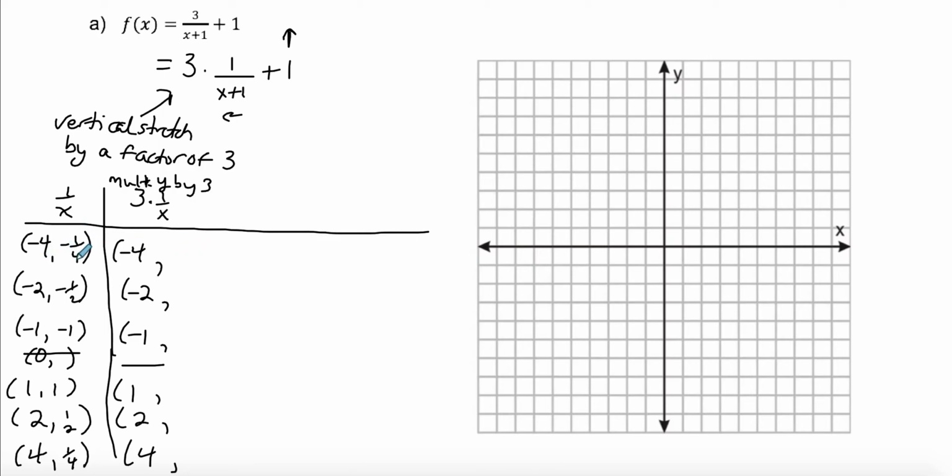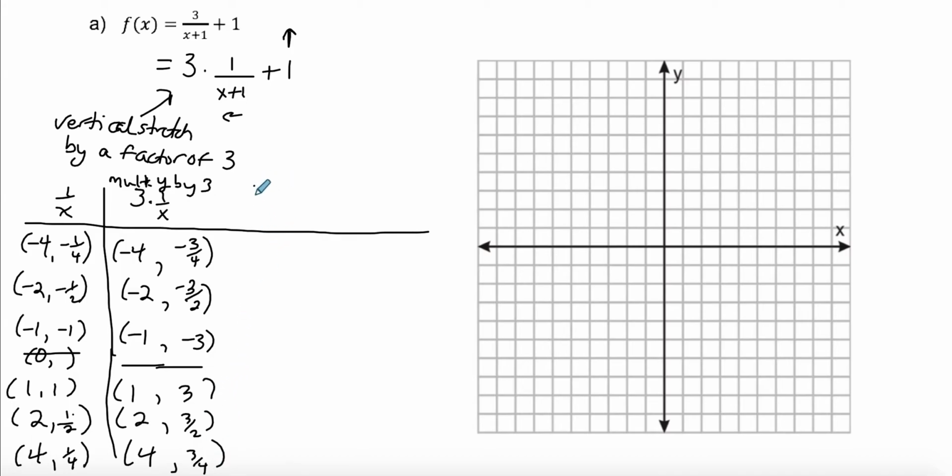Remember when you multiply a fraction, 3 times the numerator, so I'd get negative 3 over 4. I'm just multiplying the numerator. I would get negative 3 over 2. Negative 1 times 3 is just negative 3. I'm not going to find that ordered pair. I'm going to do 1 times 3, which is 3. 1/2 times 3, so 3 just gets multiplied by the numerator, so that's 3 over 2, and 3 over 4.